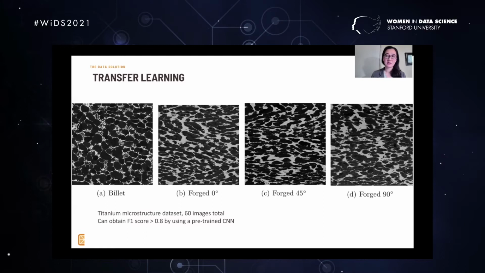In this case, this is an example where we had different images of titanium microstructures of 4 different types, and we only had 60 images total, so that's nothing. But by leveraging a pre-trained convolutional neural network, we were able to generate a reasonable classifier based off of the fact that we were using transfer learning, that we were using this pre-trained neural network.